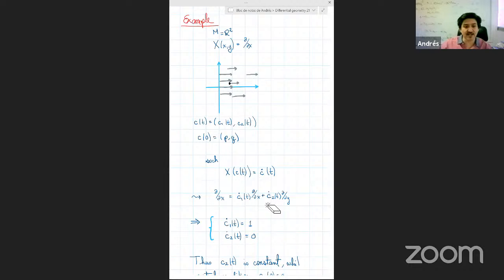I have two equations. The derivative of C1 has to be the constant 1. The derivative of C2 has to be the constant 0. And I have to solve that system of ordinary differential equations.